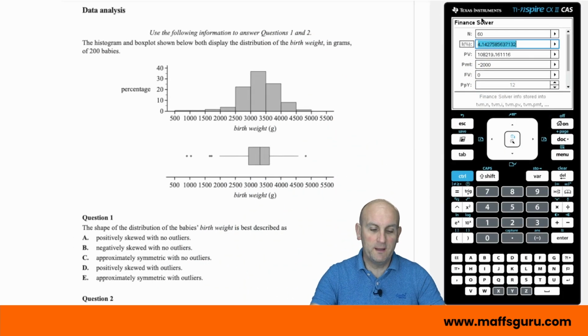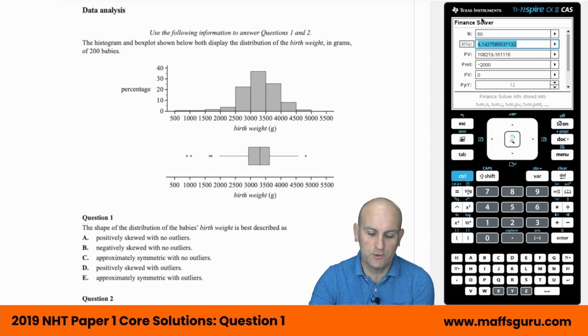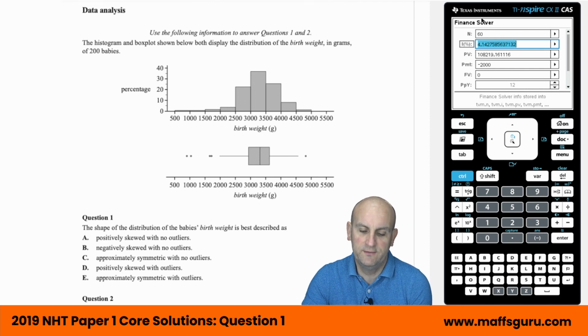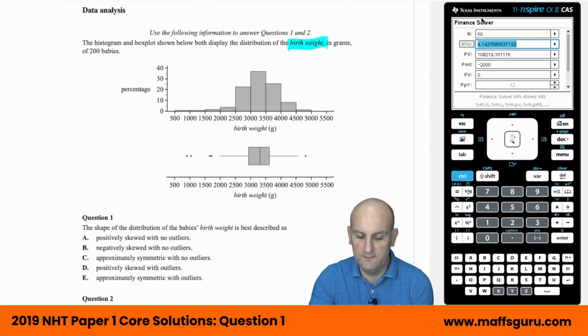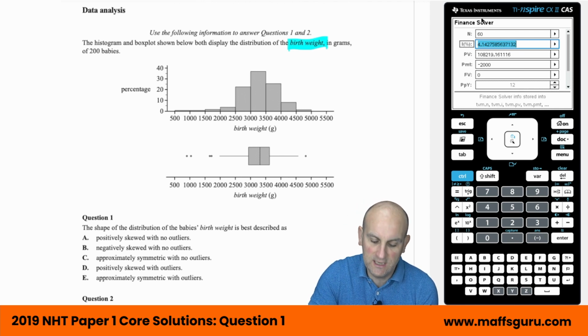Okay, so question by question, here we go. Data analysis, question number 1. The histogram and box plot shown below both display the distribution of the birth weight in grams of 200 babies. Question number 1, the shape of the distribution.